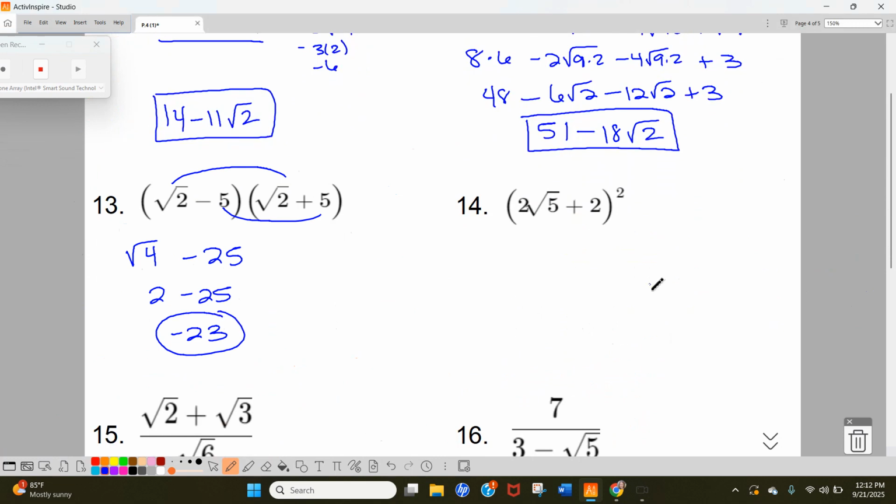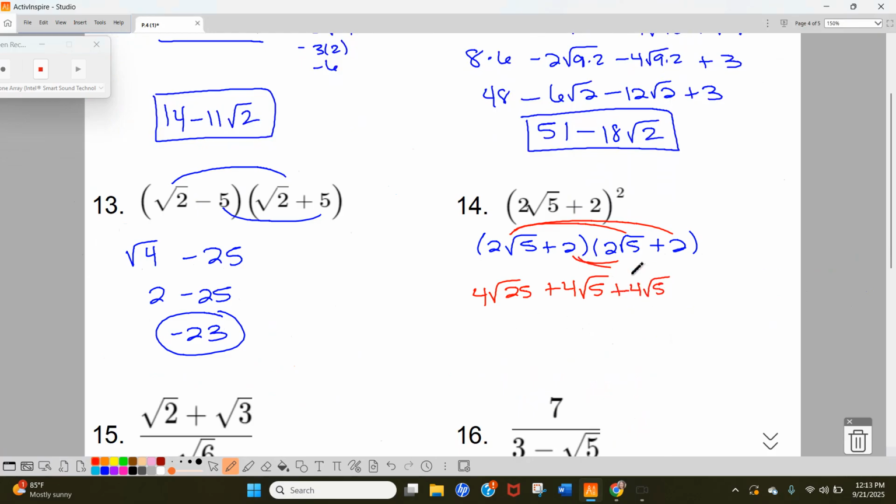All right, here, remember that they want to see all of this written out. So they want to see that you wrote this out like it's times itself, and then do all of the math. So if we do this times this, we get 4 root 25. Then here we would get plus 4 root 5. Here we get another 4 root 5. And here we just get 4. So this is 4 times 5, or 20. So add that to the 4 and you get 24. And then combine these and you get 8 root 5.